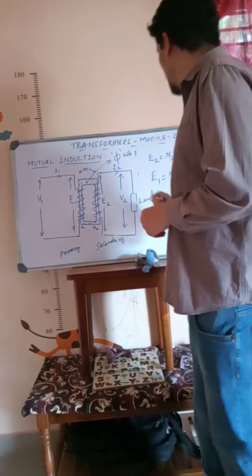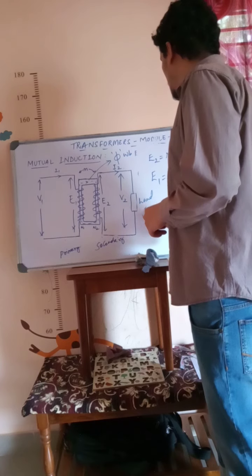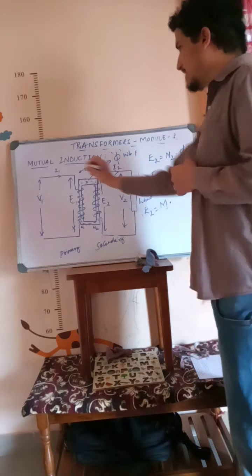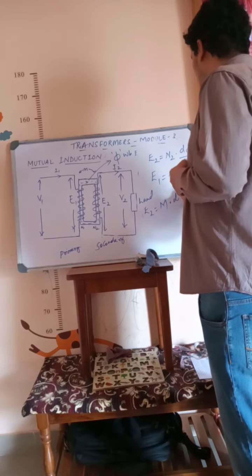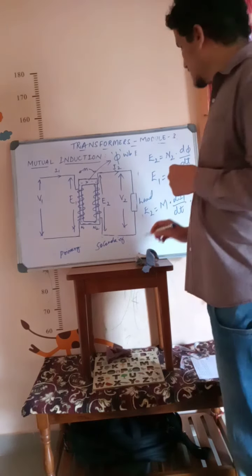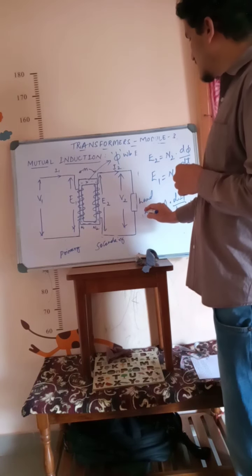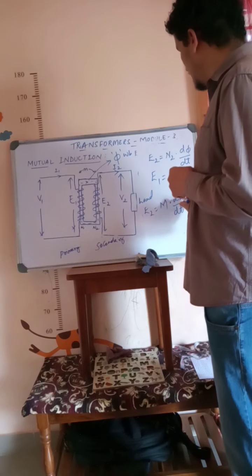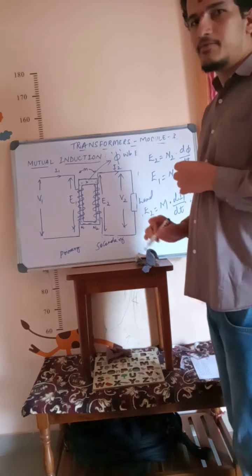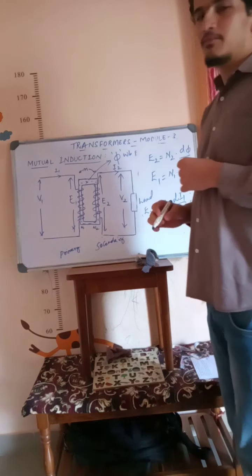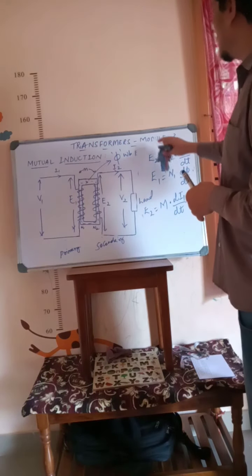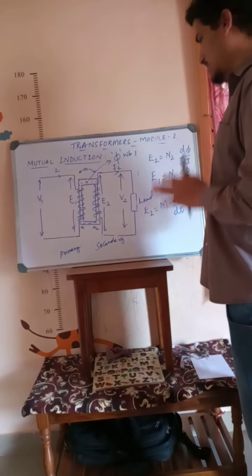And also E2 can be written like this: E2 is equal to mutual inductance M into di1 by dt, the rate of change of the current flowing in the primary. So E2 is equal to M into di1 by dt, E2 is equal to N2 into d phi by dt, and E1 is equal to N1 into d phi by dt. These are the magnitudes of the voltages induced.